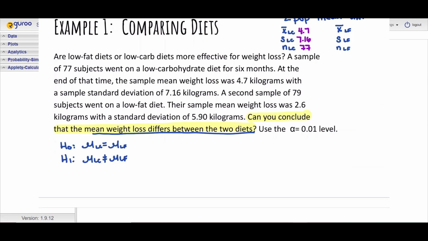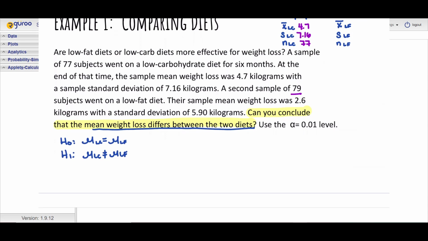Now, moving on to low fat, it says a second sample of 79. So 79 is my N for low fat. The sample mean was 2.6. And the standard deviation was 5.90. All right, so we also need to remember that our significance level is 0.01.